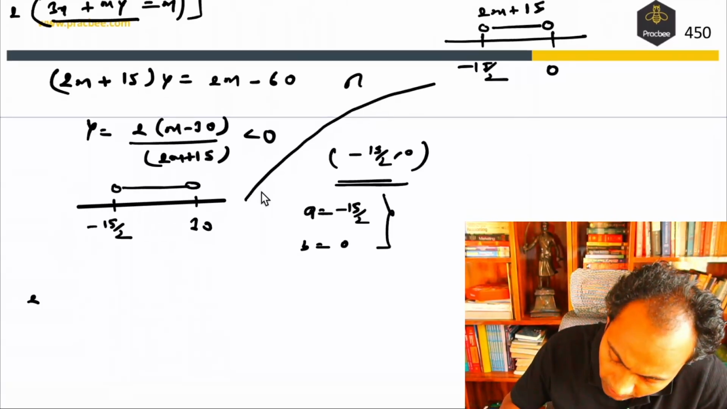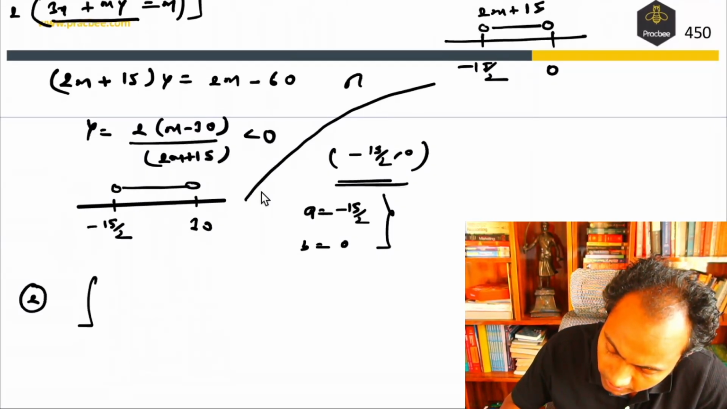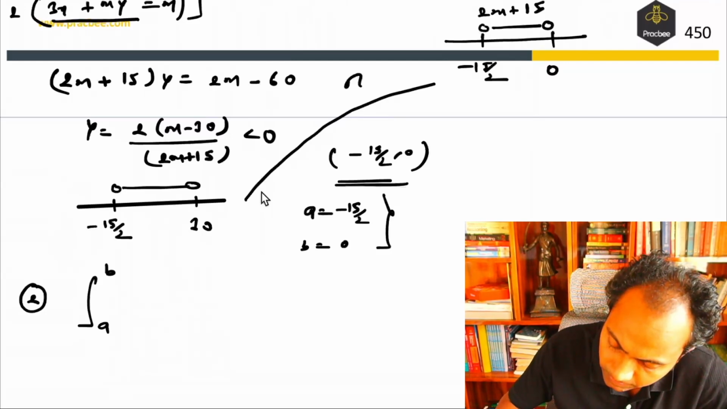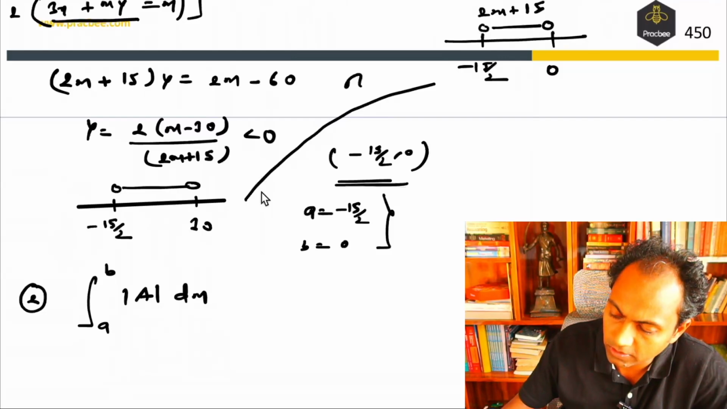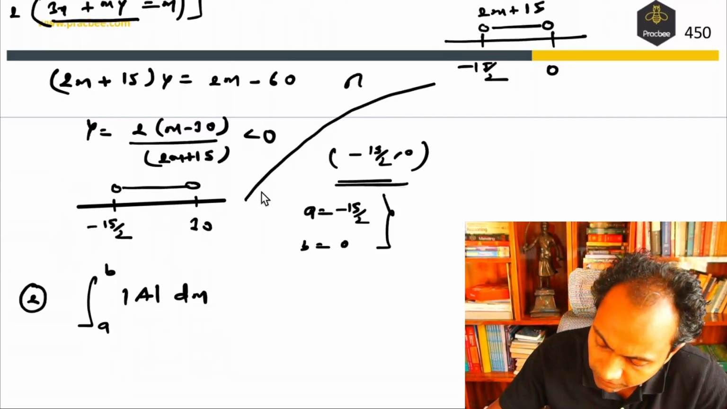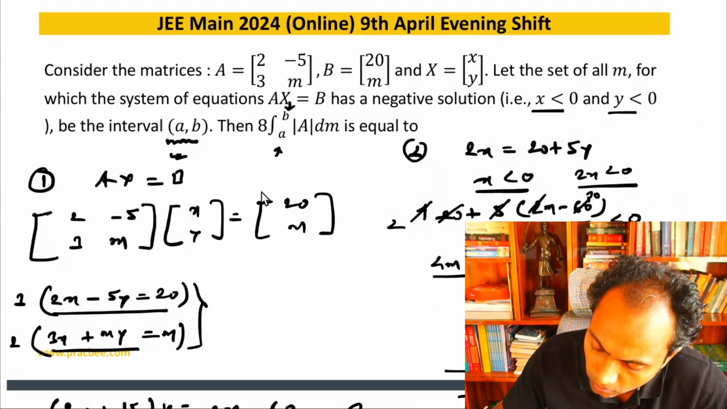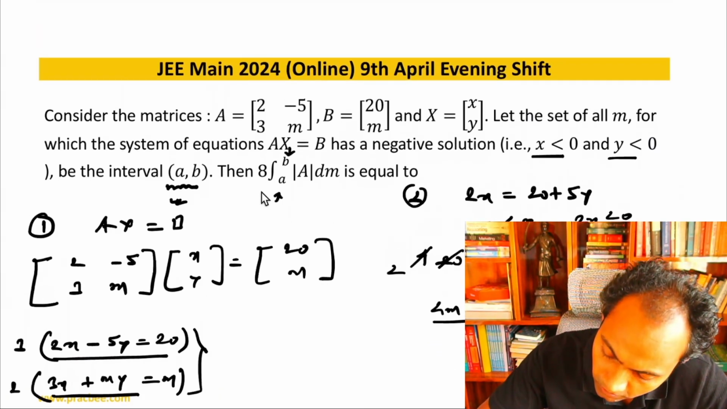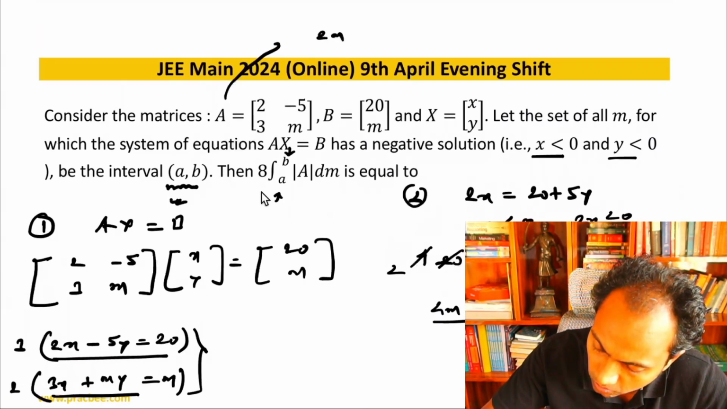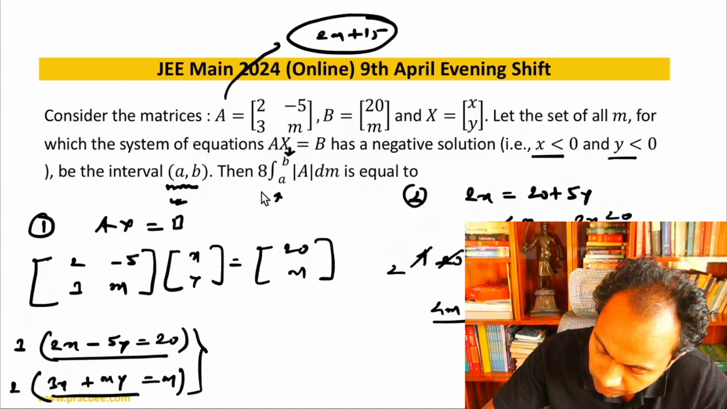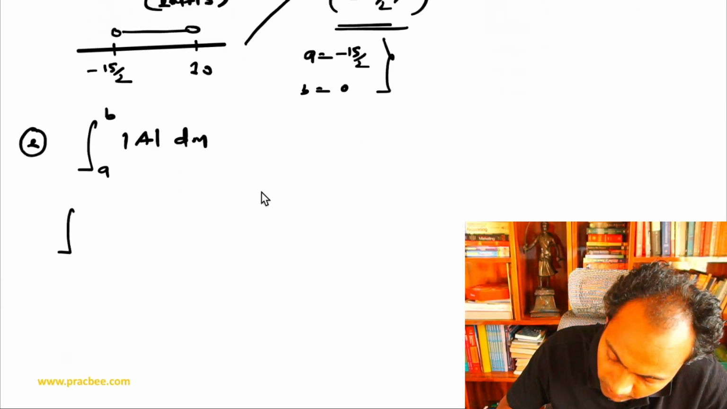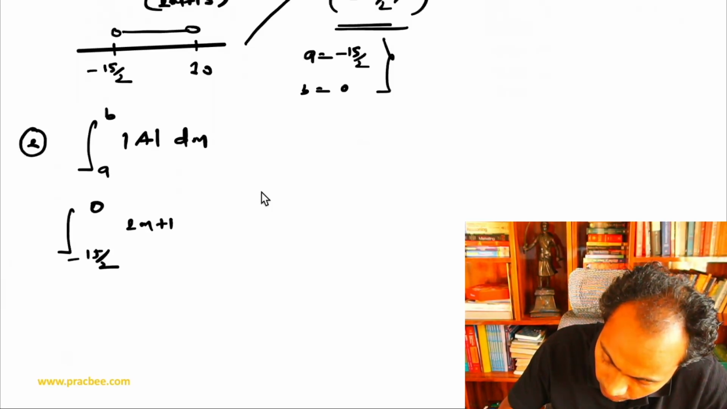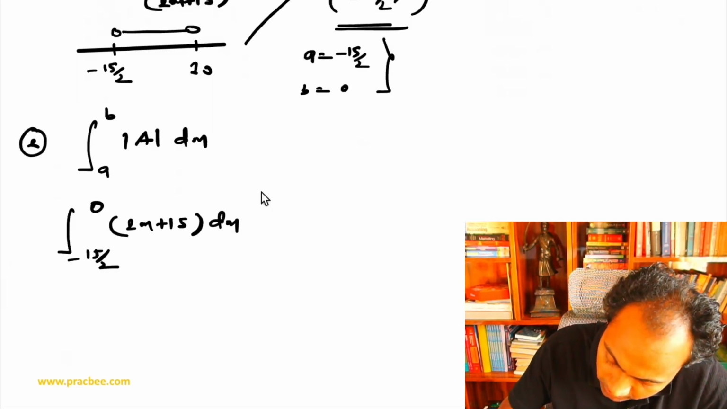Now in the second part of the question, they are talking about an integral that starts from A, goes up till B. Then you have determinant of A and this we need to integrate. For this we will have to find first the value of determinant of A. The determinant of A from here will become nothing but 2m plus 15. Let us take this value and put it here. So A was nothing but minus 15 by 2. This is nothing but 0. This is 2m plus 15 and we need to integrate this.